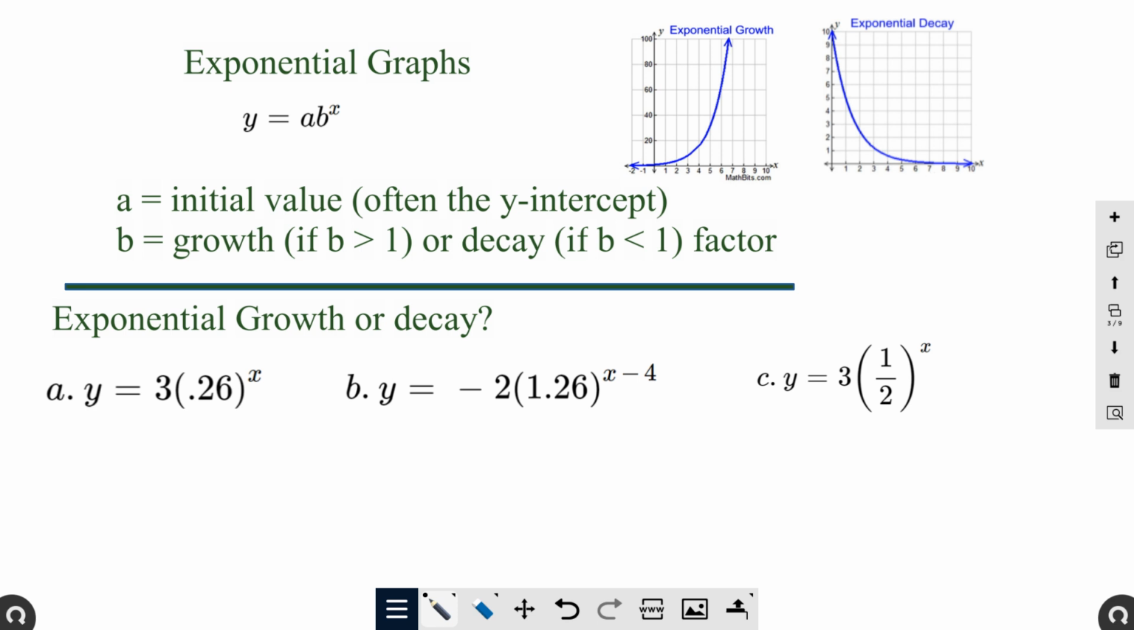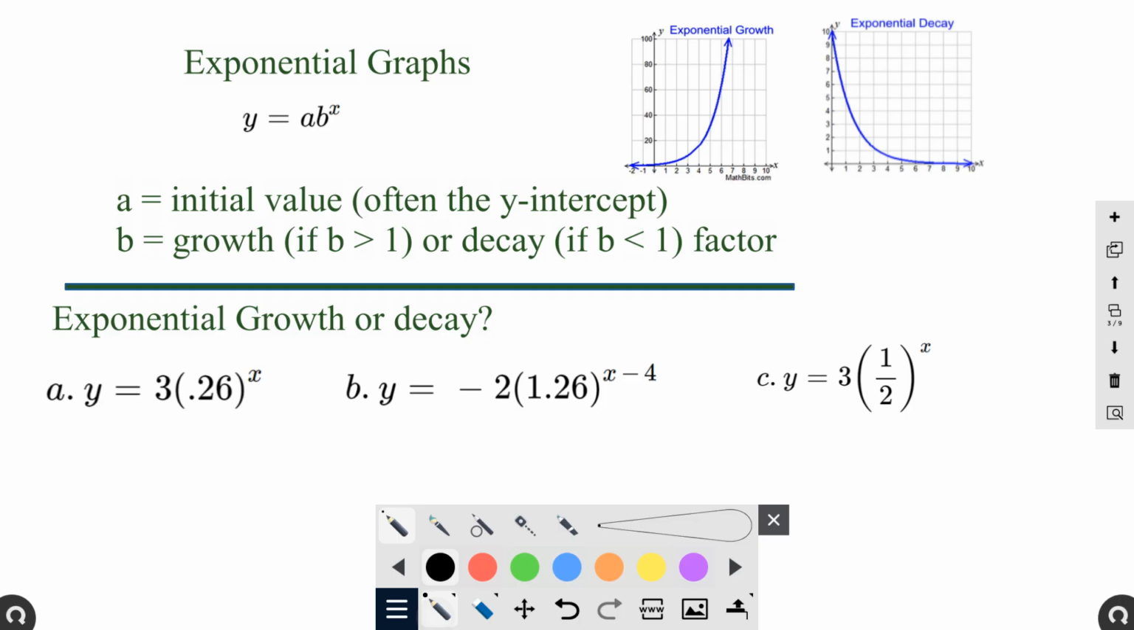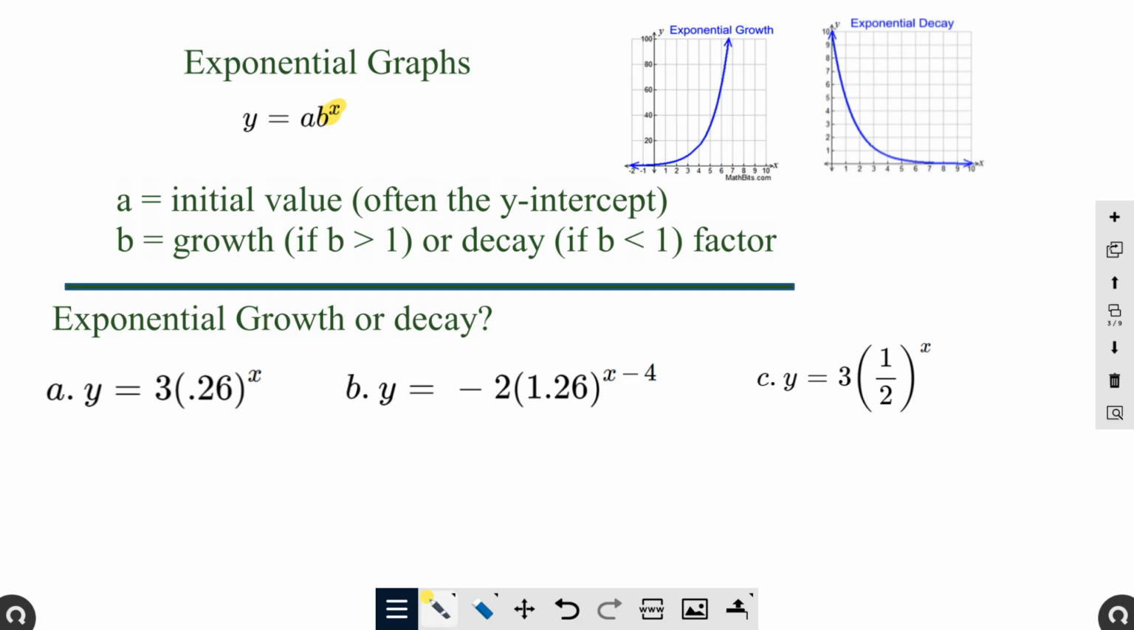When you look at this equation, where is B? It's in the parentheses. That's right. That's where B is going to be for all of these. And B is always being raised to the x power. So what's being raised to the power here? 0.26. What about this one? And then this one? 1/2.